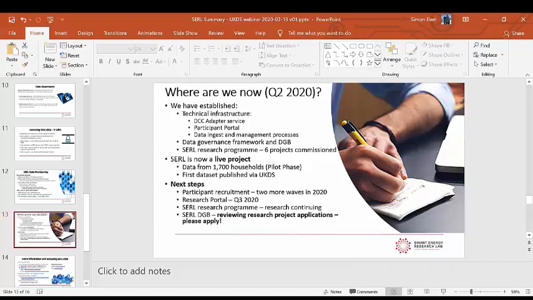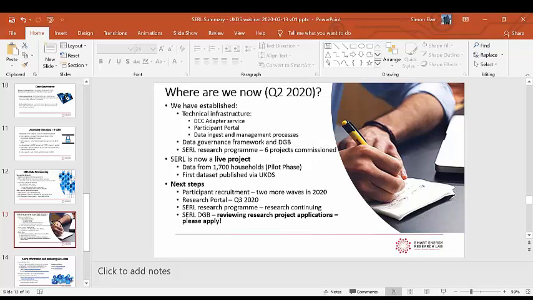So just a little bit of a summary of where we are now with the project as a whole. We've established the technical infrastructure, so the DCC adapter service, a portal for our participants to manage their own settings, and the data ingest and management processes. And that's taken an awful lot of time and effort to get the technical infrastructure to where it is now. Following that, they are currently working on the research portal, which will be released soon. We've also had to spend huge amounts of time on the data governance framework and establishing a fit-for-purpose data governance board. As I said, that's the boring stuff that we've had to go through, but it's been absolutely critical to getting this project up and running.